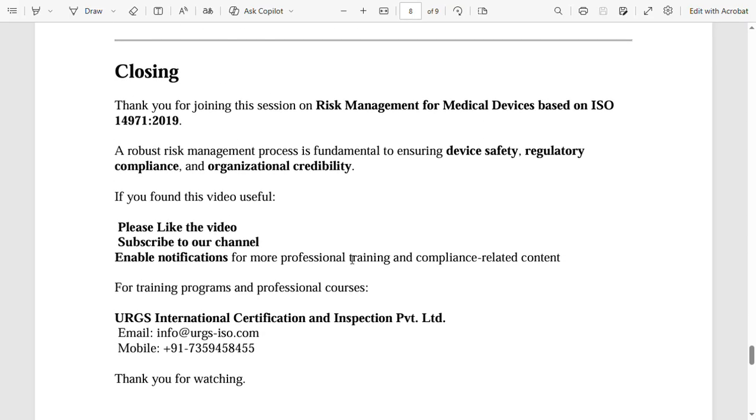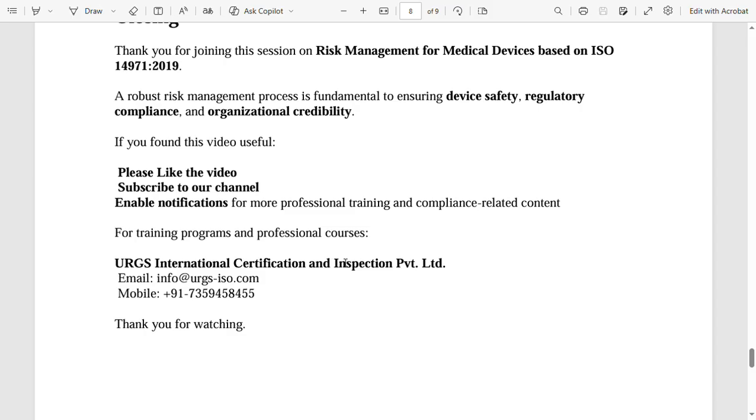Now, at last, closing. Thank you for joining this session on risk management for medical devices based on ISO 14971:2019. A robust risk management process is fundamental to ensuring device safety, regulatory compliance, and organizational credibility.